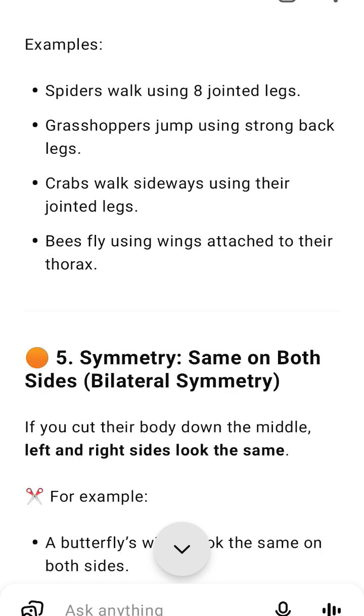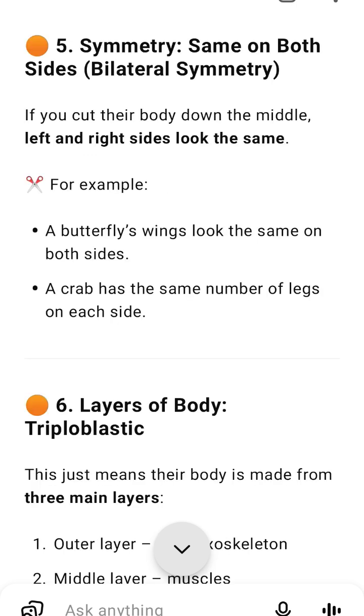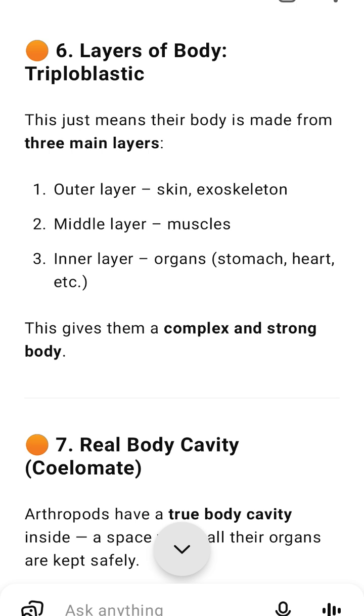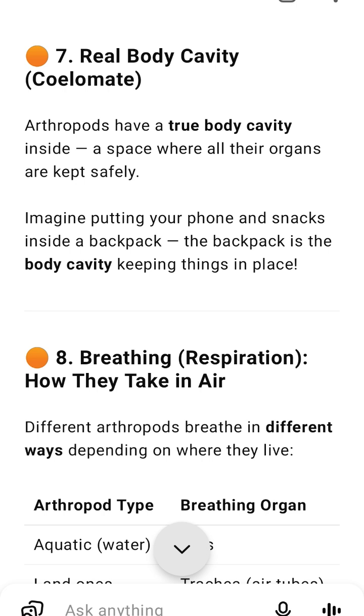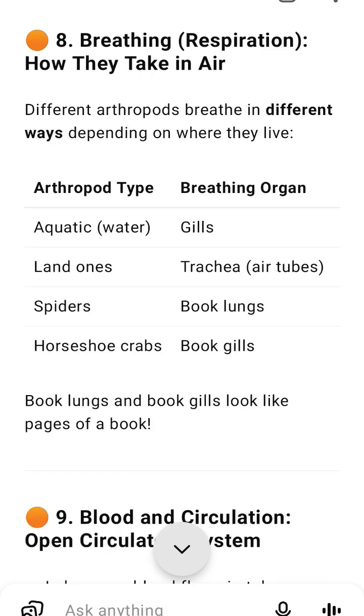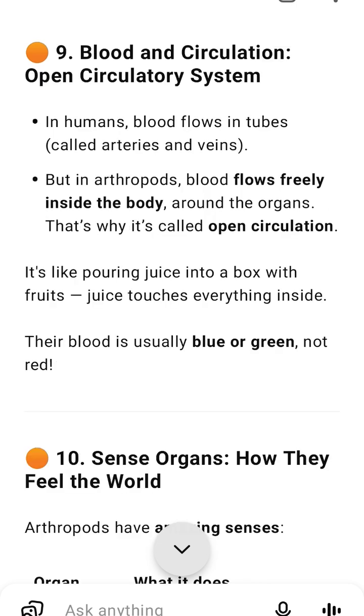8. Respiration, breathing organs. Arthropods have different breathing systems depending on their type. Type of arthropod, breathing organ. Aquatic, water animals: gills, prawns, crabs. Insects, land: trachea, air tubes inside body. Spiders: book lungs, thin plates inside body. Horseshoe crabs: book gills. These help them take in oxygen and release carbon dioxide.